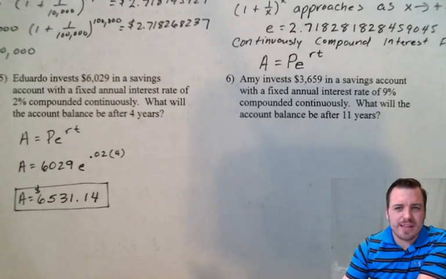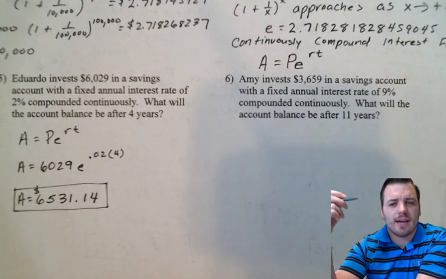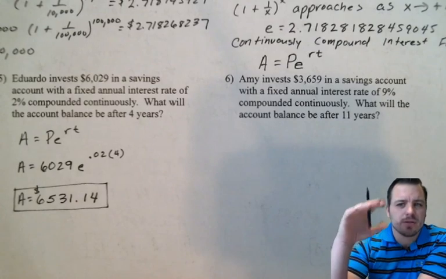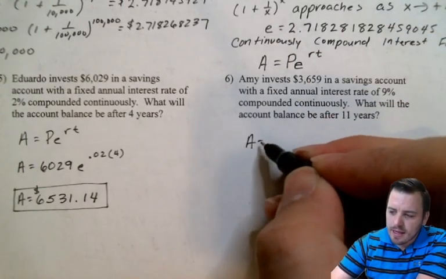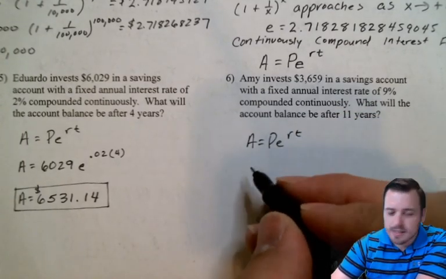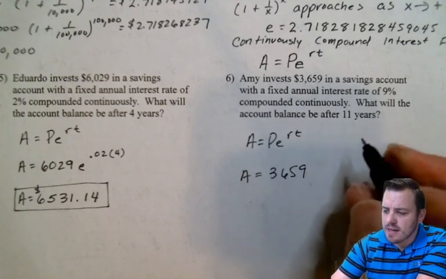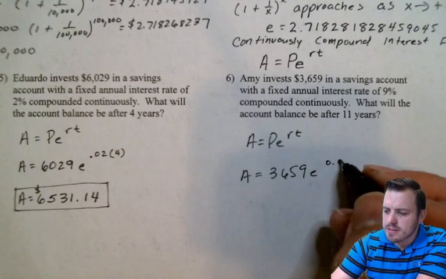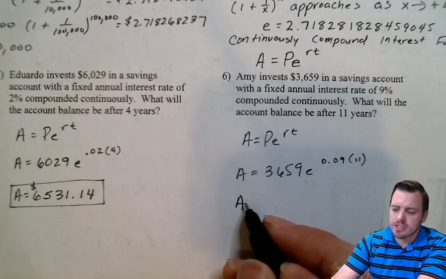Again, the work down here is the easy part. I care more about you understanding how compound interest and continuous compound interest works. A equals P E raised to the RT. A is equal to, he invested 3,659 at a rate of 0.09, and they want to know how much it'll be in 11 years. Someone type that into the chat box.